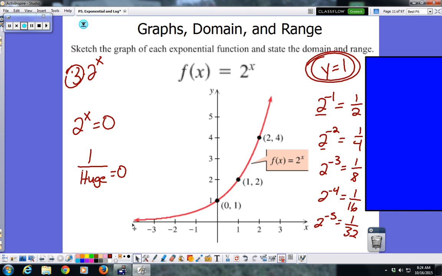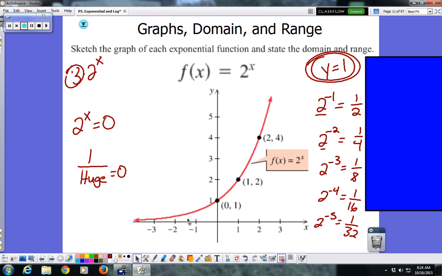As you travel further and further to the left, you're getting closer and closer to the x-axis, but you never approach it, or you never hit it. You approach it but never touch it. Because it's 1/256, 1/512, 1/1024, 1/2048, 1/10 trillion. That's still not 0. There's still a chance.